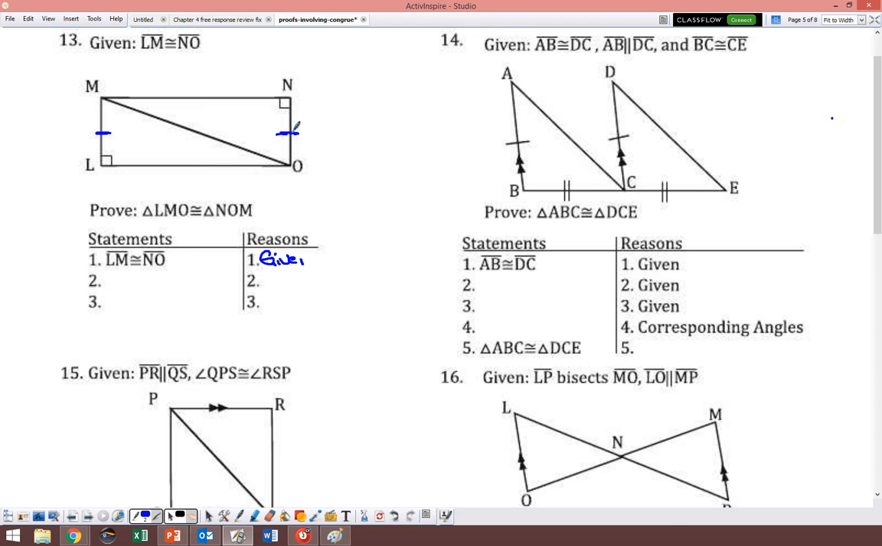So for this one, I would say that MO is congruent to MO. My reason is reflexive. That's how you abbreviate it. Reflexive prop. Now, I'm going to mark that. So, what am I going to do on MO?